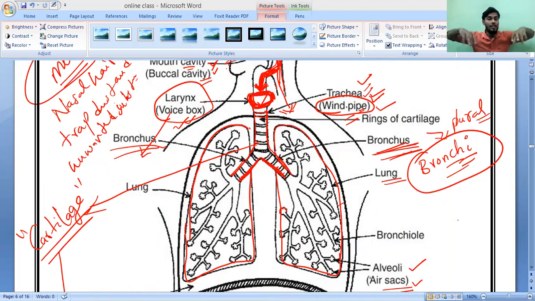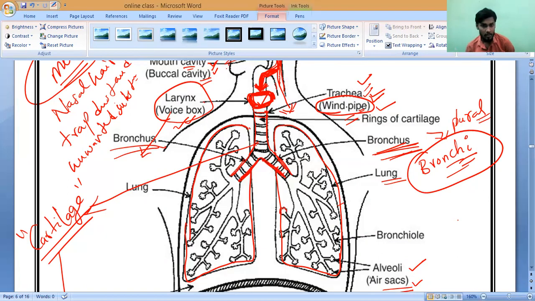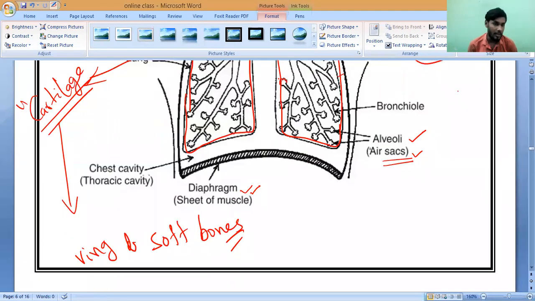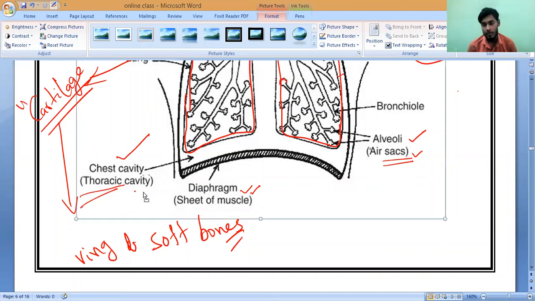The lungs lie in the chest cavity, or else we call it the thoracic cavity. What should we call it? That lung cavity we call the thoracic cavity. Always remember from the textbook, a few times in exams they may give chest cavity, or we can also call it the thoracic cavity. Understand? So chest cavity's other name is thoracic cavity.